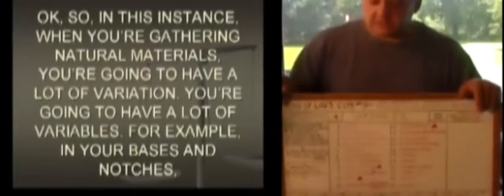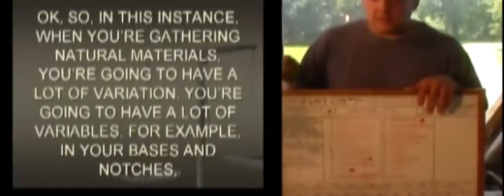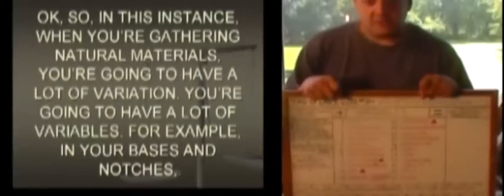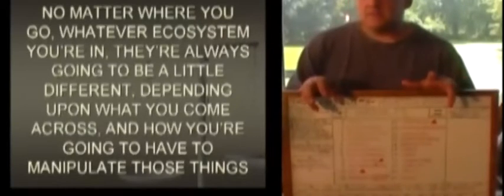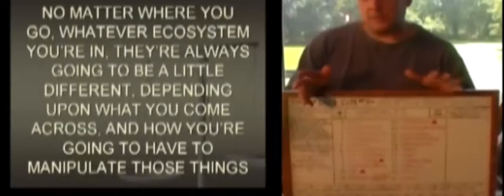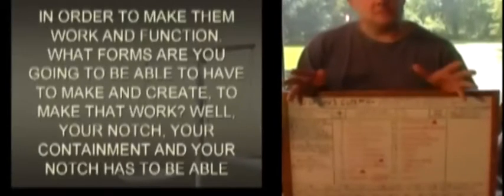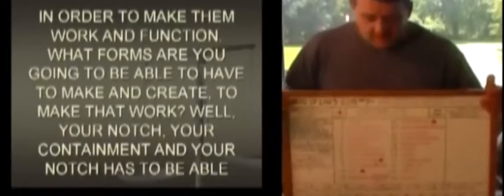Okay, so in this instance, when you're gathering natural materials, you're going to have a lot of variation. You're going to have a lot of variables. For example, in your bases and your notches, no matter where you go, whatever ecosystem you're in, they're always going to be a little different, depending on what you come across and how you're going to have to manipulate those things in order to make them work and function. What forms are you going to have to be able to make and create to make that work?